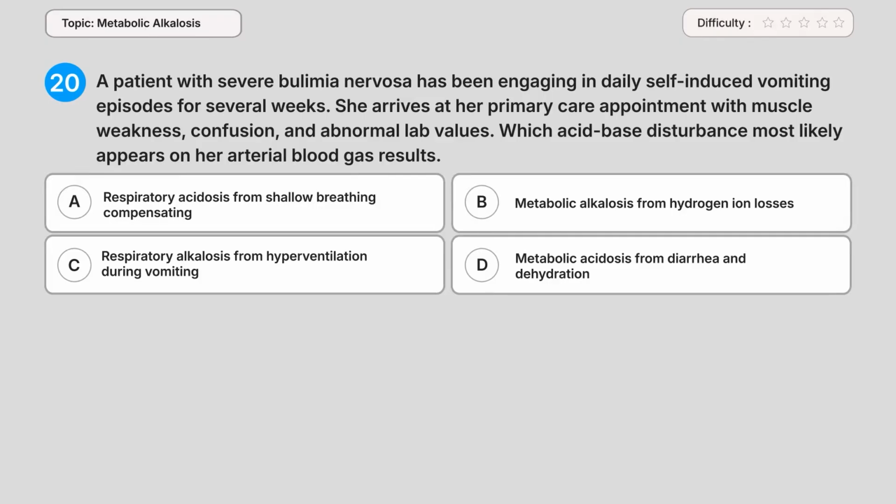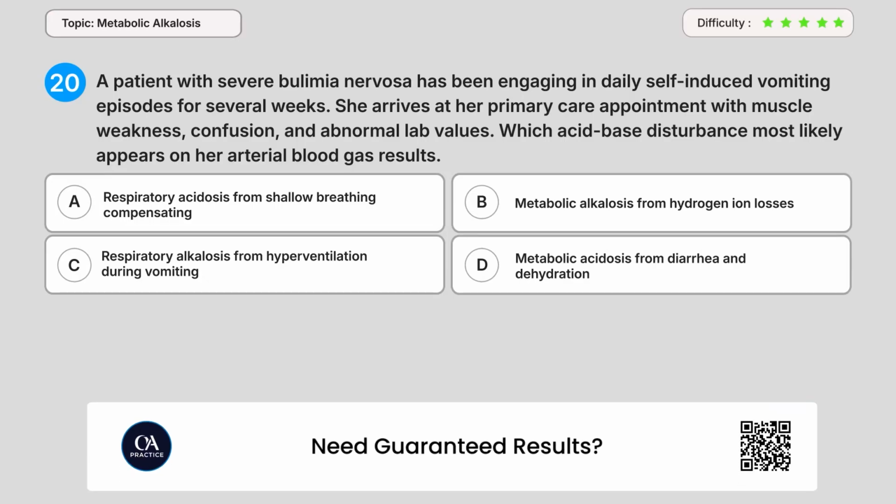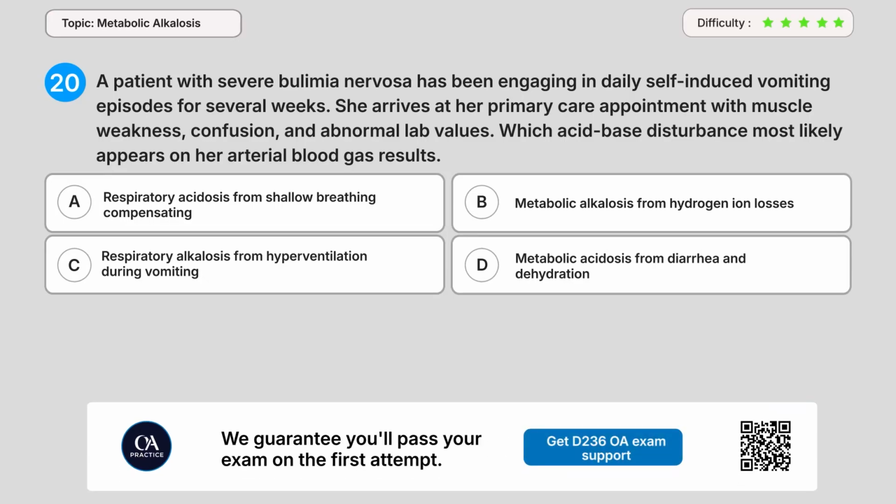Question 20. A patient with severe bulimia nervosa has been engaging in daily self-induced vomiting episodes for several weeks. She arrives at her primary care appointment with muscle weakness, confusion, and abnormal lab values. Which acid-base disturbance most likely appears on her arterial blood gas results?